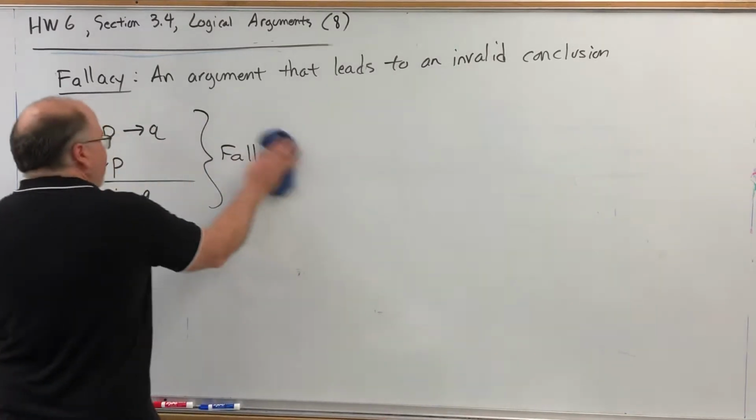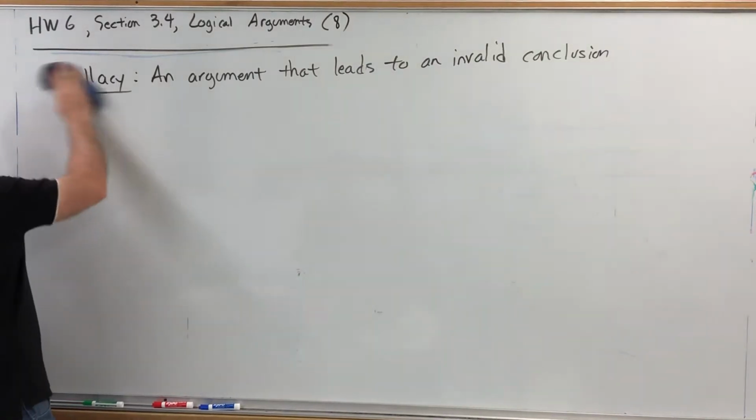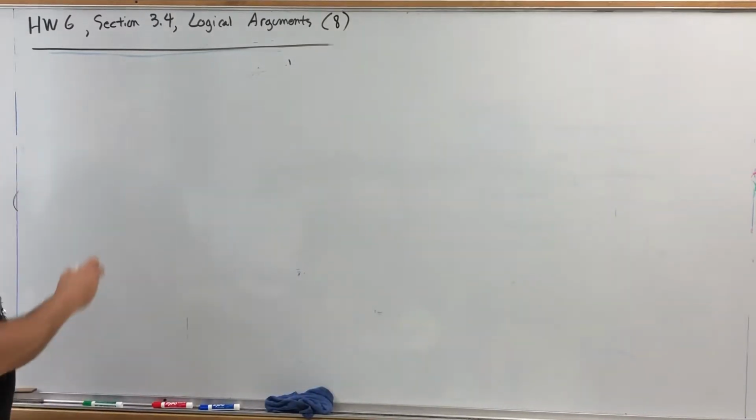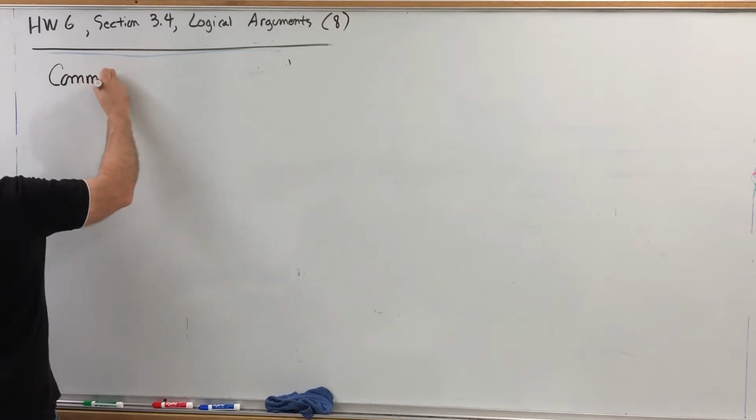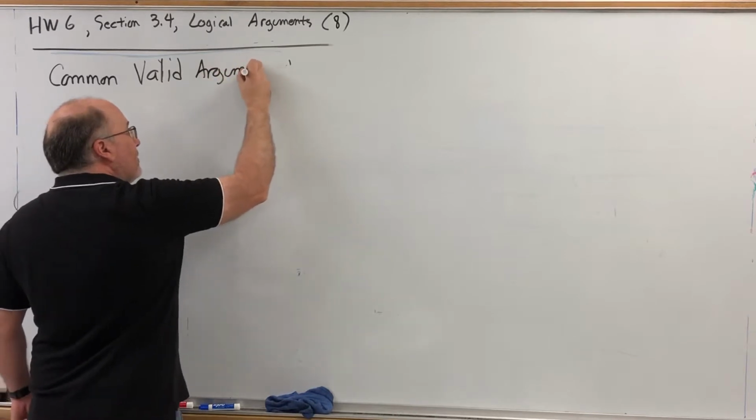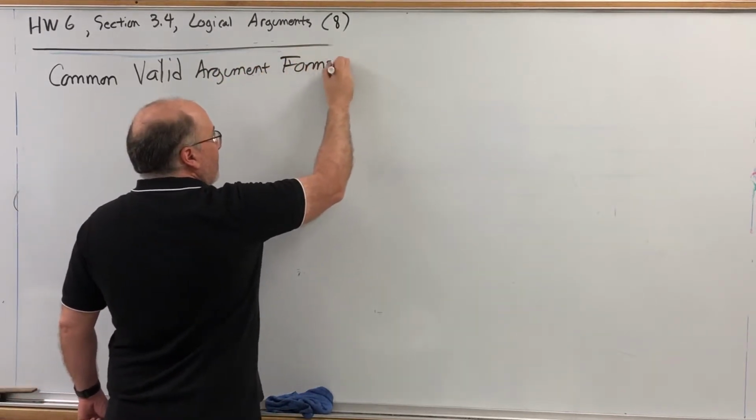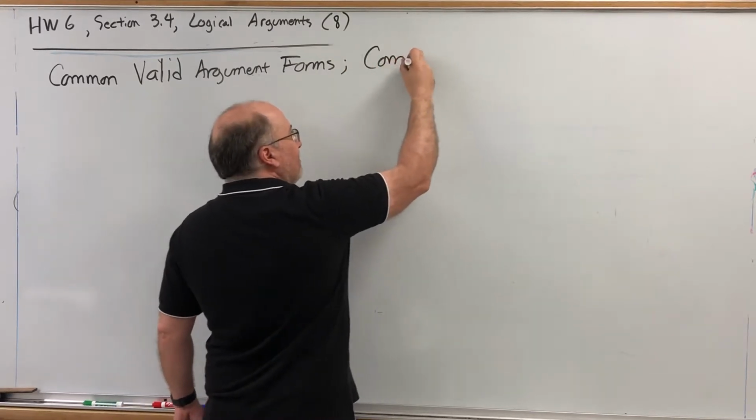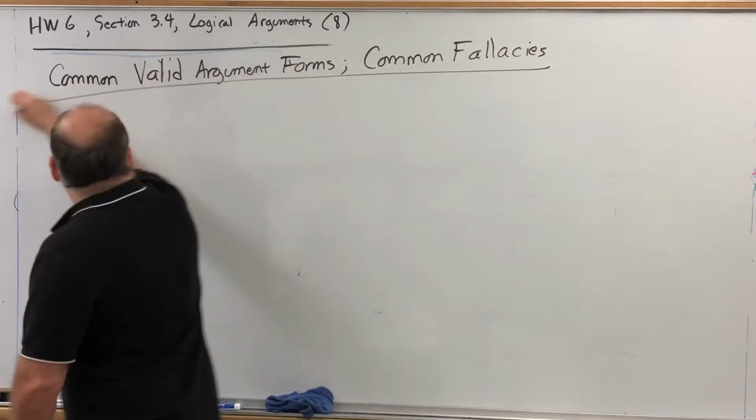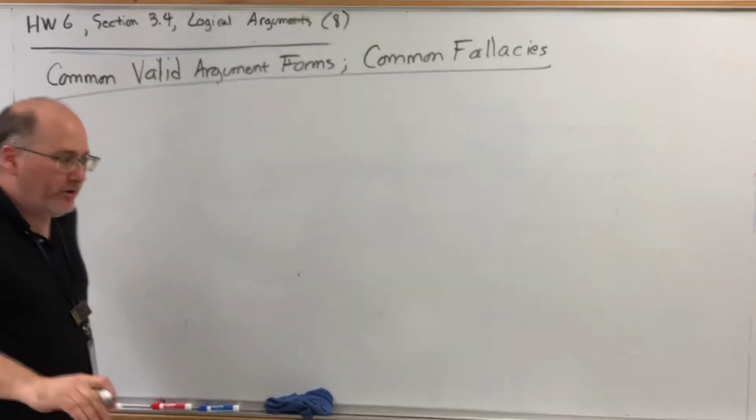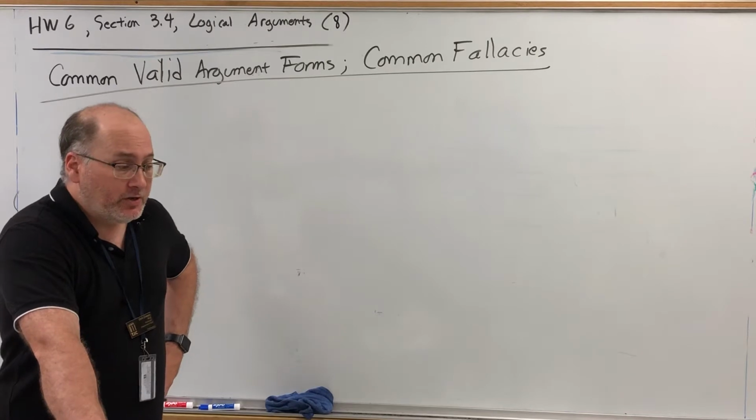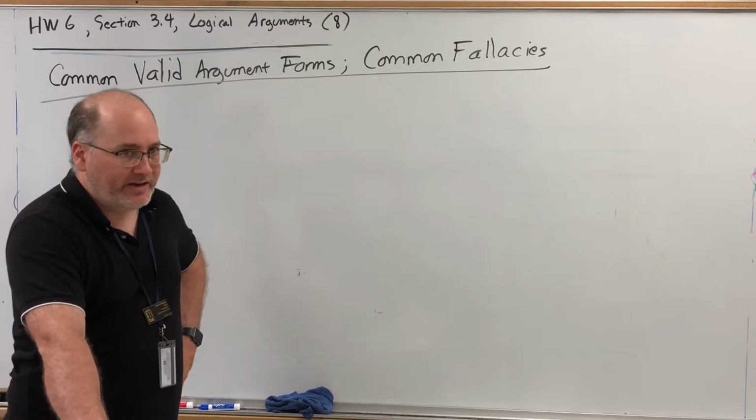But that's not really what this video is about. This was just tying up a loose end from the previous videos. This video is about common valid argument forms and common fallacies. In fact, we've already seen one of each. There are 4 common valid argument forms and 3 common fallacies. You will not need to memorize them, but you'll need to be able to recognize them if you have them in front of you.